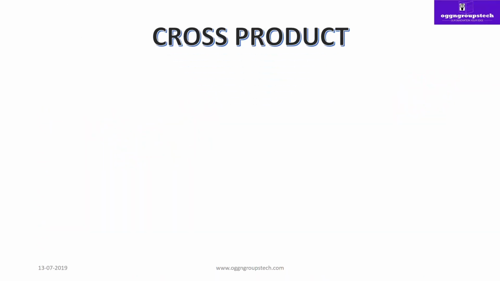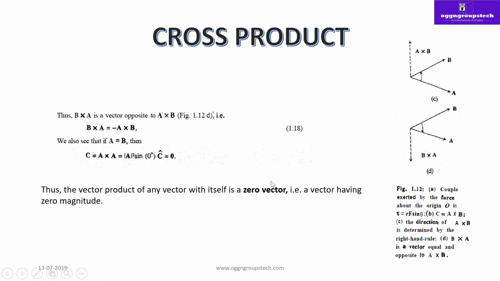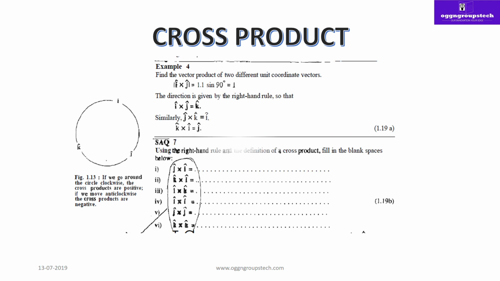Then we have studied that for cross products, B cross A is equal to minus A cross B. And if A is equal to B, then A cross A is equal to A square sine 0, and sine 0 is 0. So as a result, if I have two same vectors, my value comes out to be 0. This is a zero vector.